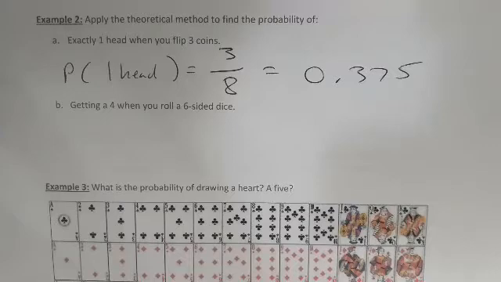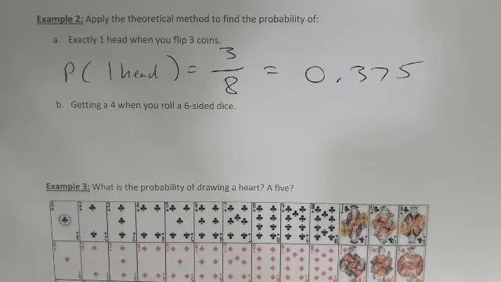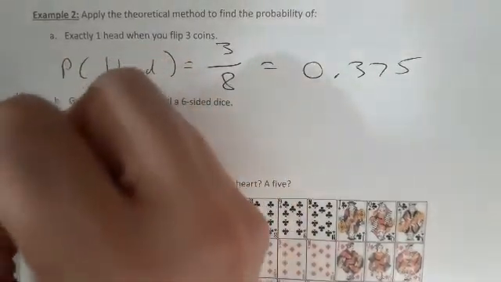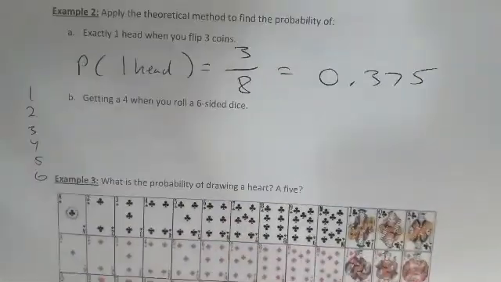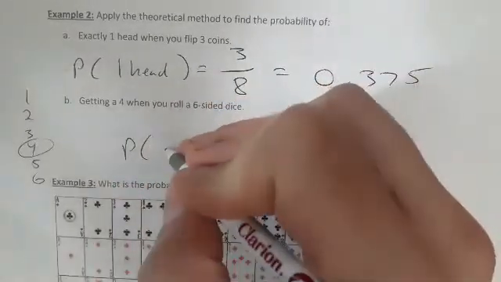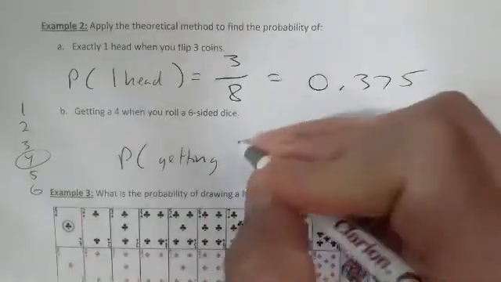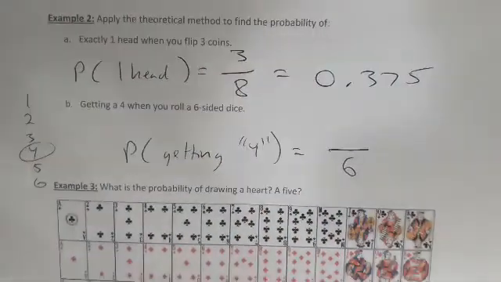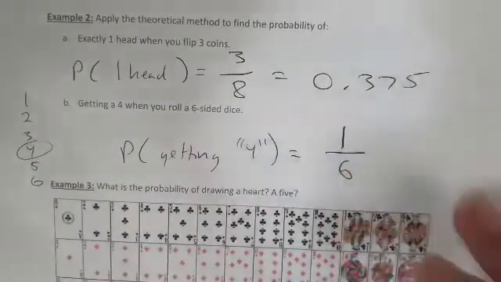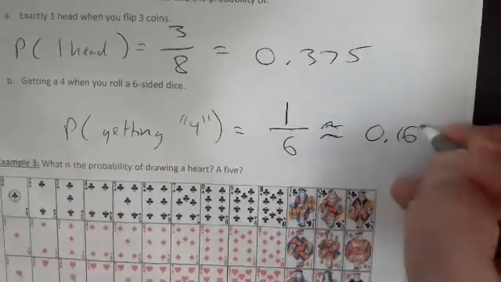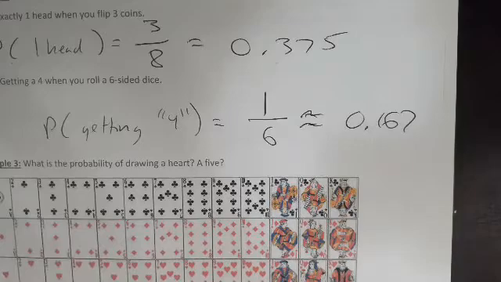Okay, so the probability of getting a 4 when you roll a 6-sided die. There are 6 possible outcomes. If you have a 6-sided die and you want a 4, there are 6 total possible outcomes. The 4 is only one of those possible outcomes. So the probability of getting a 4 is going to be, if we round it, I think it's like 0.16 repeating, something like that, 0.167.